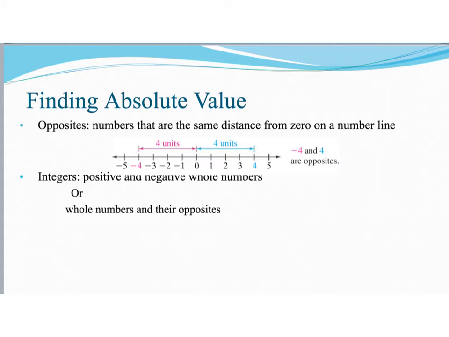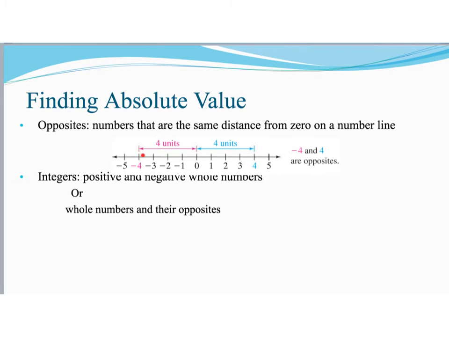Now before we start with the actual absolute value itself, we need to understand a few things first. First of all, we have what we call opposites. Opposites are numbers that are the same distance from zero on a number line.